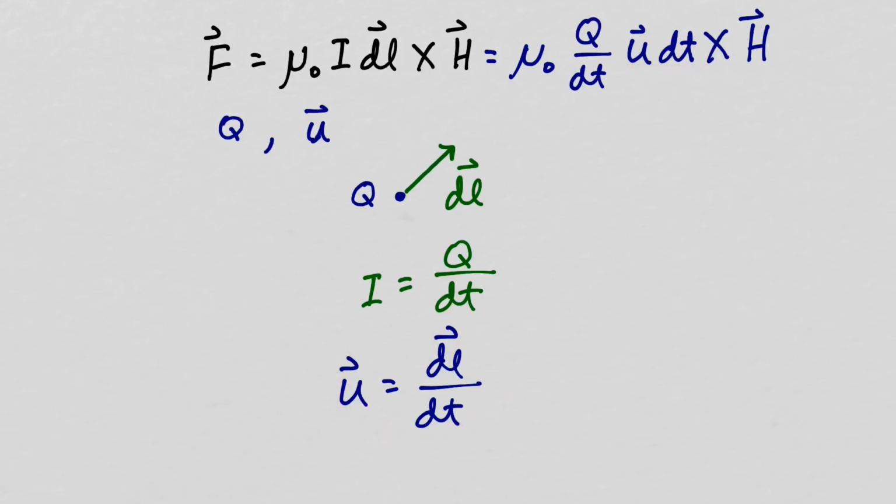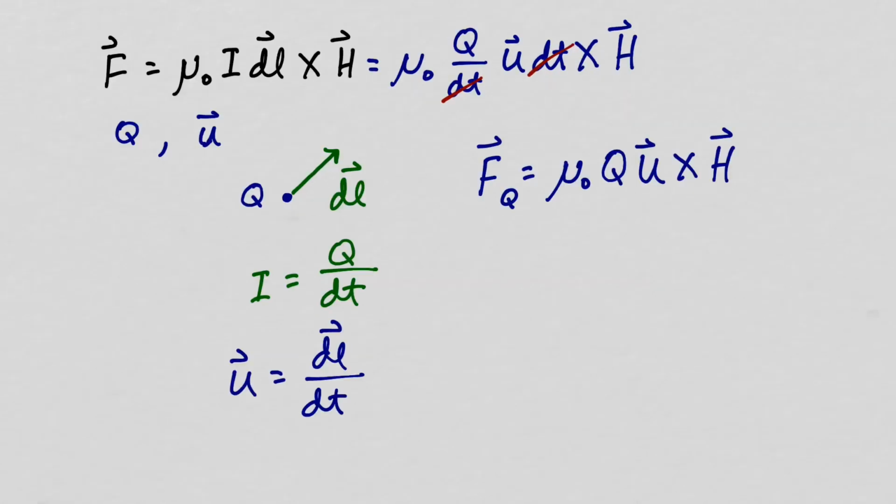So our dt's here cancel. So the force on a charge Q moving with a velocity u in a magnetic field intensity H is given by this equation. Whereas Ampere had to deduce this equation from current-carrying wires to obtain the force on a current element IdL, we can do a much simpler experiment. We can have an ion moving with a velocity u in a magnetic field and observe the force it experiences.